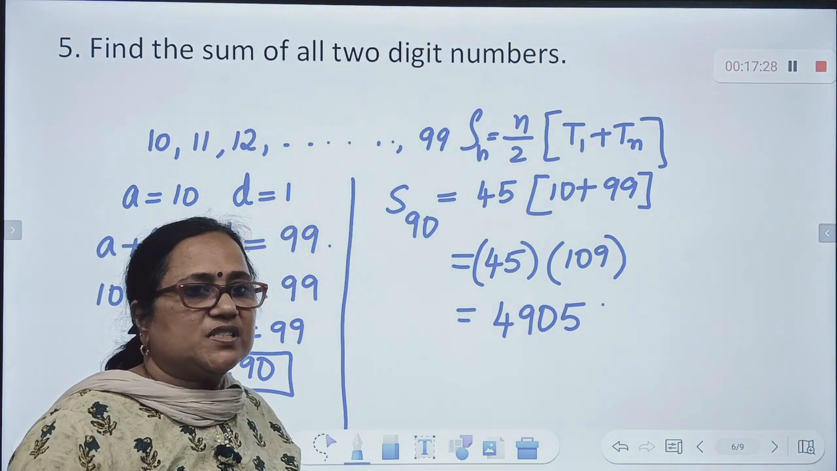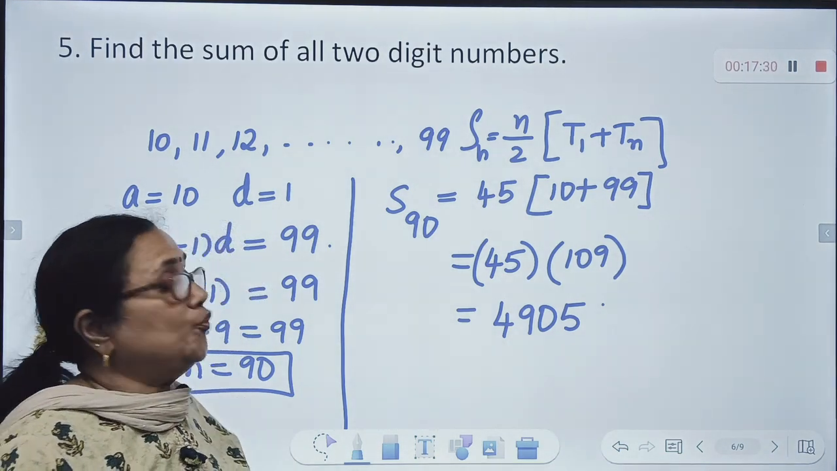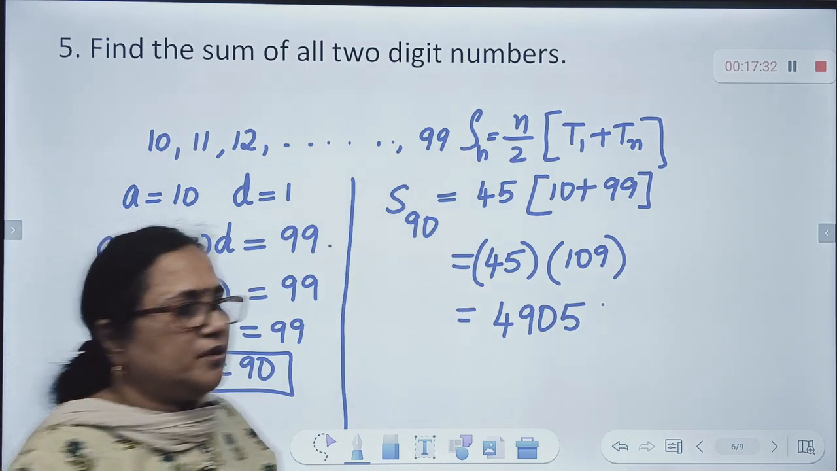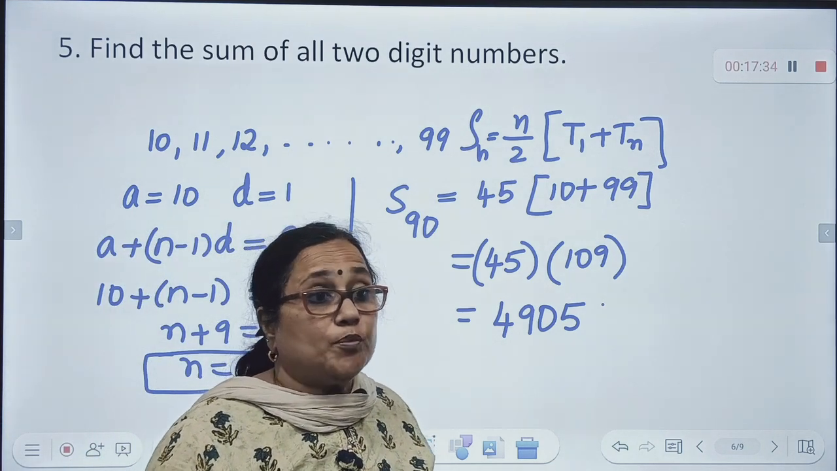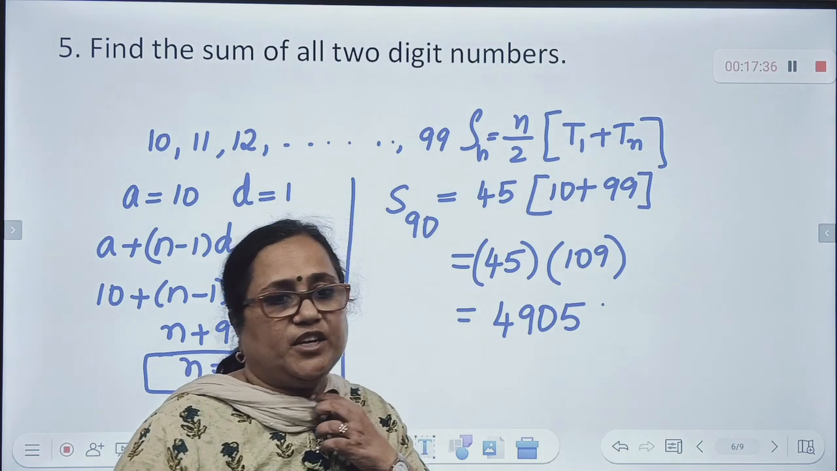Okay, so today we have discussed a few problems based on arithmetic progression. I want to actually discuss more problems until you are feeling very, very confident.